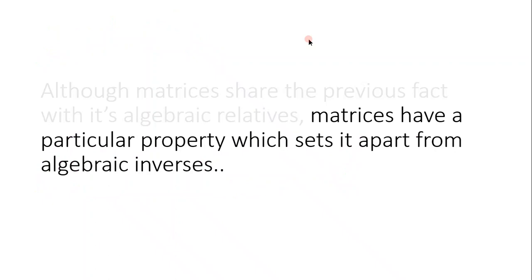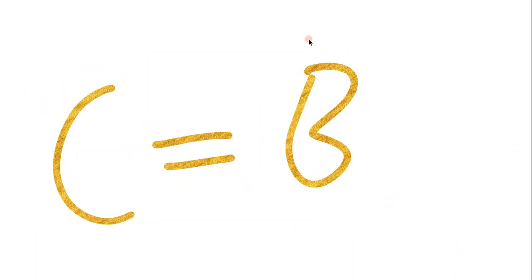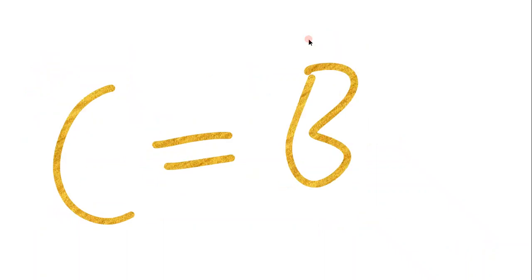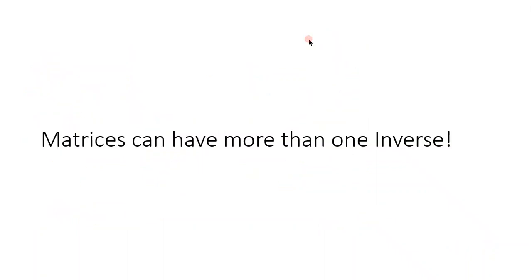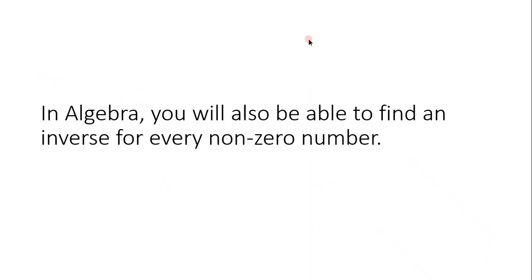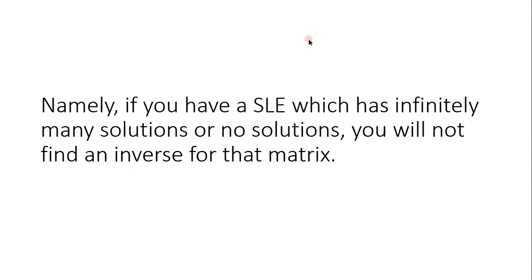Matrices have a particular property which sets them apart from algebraic inverses, and that is they can have more than one inverse. The way to test this is just to multiply the matrix in question by another matrix, and if you get the identity matrix for different matrices, it's fine. Matrices can have more than one inverse. Don't panic, you haven't done something wrong, it's completely normal. In algebra, you'll also be able to find an inverse for every non-zero number. This is not the case with matrices.